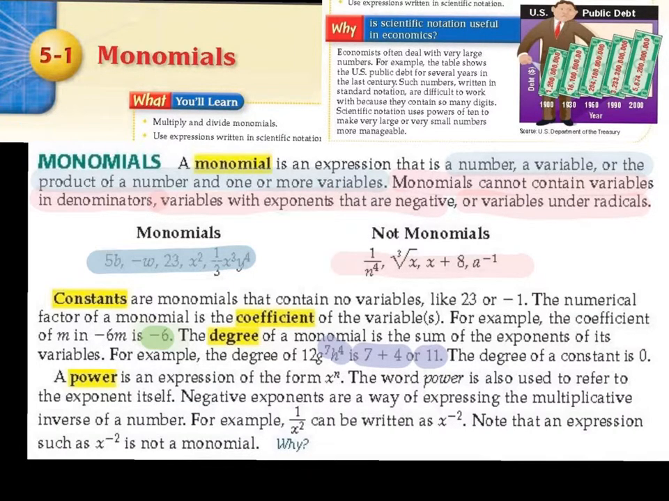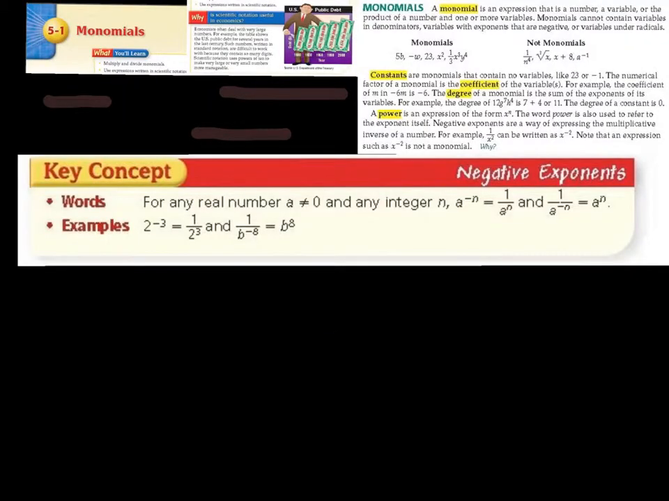Negative exponents are a way of expressing the multiplicative inverse of a number. For example, 1 over x squared can be written as x to the -2. Note that an expression such as x to the -2 is not a monomial. Can you figure out why? For any real number a not equal to 0 and any integer n, a to the -n equals 1 over a to the n, and 1 over a to the -n equals a to the n. So 2 to the -3 is the same as 1 over 2 cubed, and 1 over b to the -8 is b to the 8th.